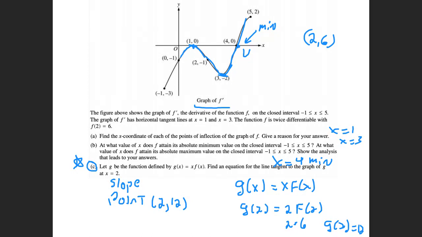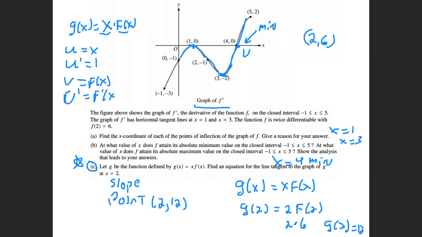Now, finding the slope, that's where the trick comes in. Because g of x is equal to x f of x, I have to take the derivative of this. To me, this is a product rule. So I've got u equals x, u prime is equal to 1. v is equal to f of x, v prime is equal to f prime of x. I've got the f prime function here, right? So inside, I've got 1 times f of x plus outside x times f prime of x.